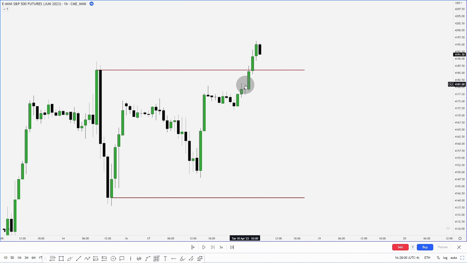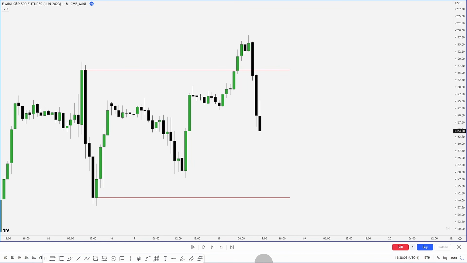And you notice we get an aggressive move out of the range, so to fulfill the requirements, I need an aggressive move back into the range. And that is an aggressive move back into the range. And the reason for needing the aggressive out and then back into the range is this is what forms the wick on a higher time frame.